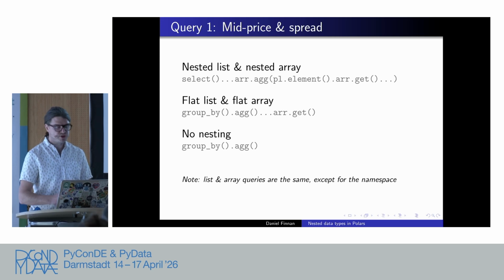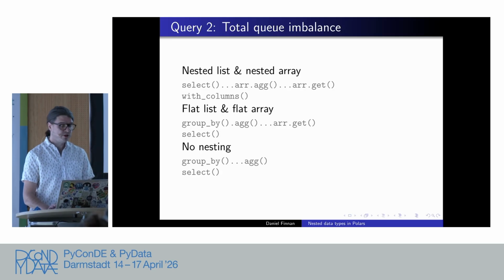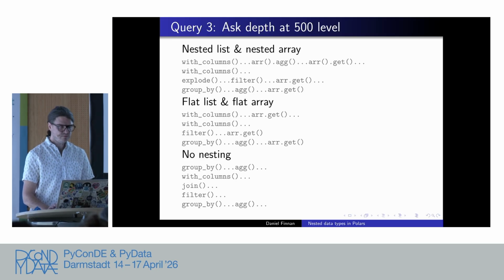The structure is pretty much the same for a list and array, except we're just changing the namespace. So for the queue imbalance, we're doing a select, array aggregation, then array get, and then further with columns. Flat list, flat array, group by, aggregation, then a get on the array and a select. No nesting, select by, aggregation, so you get the idea. And the most sophisticated one, we've got several things going on with columns, array aggregation, array get, with columns, explode, filter. You see the differing levels of complexity in the queries.